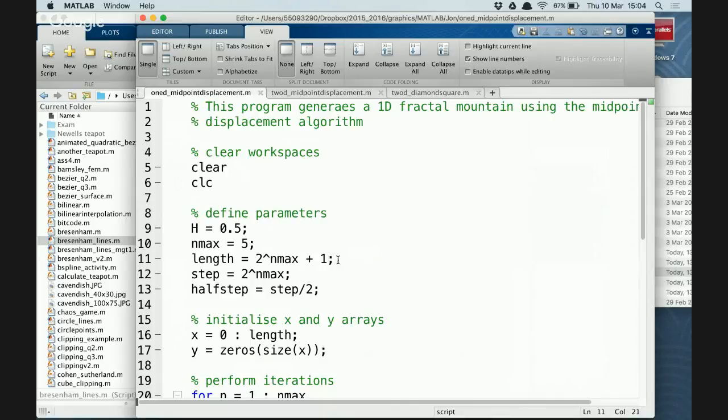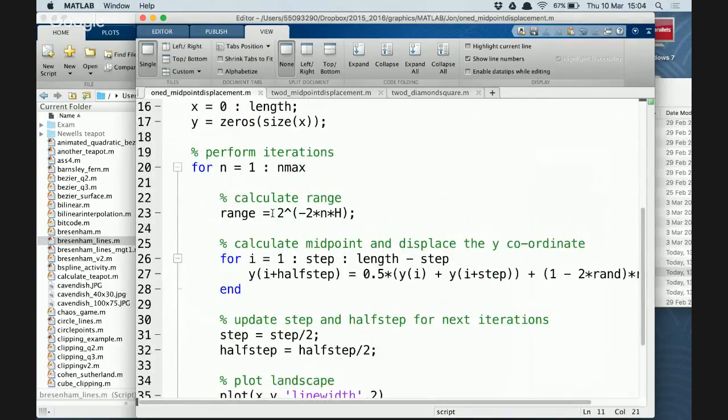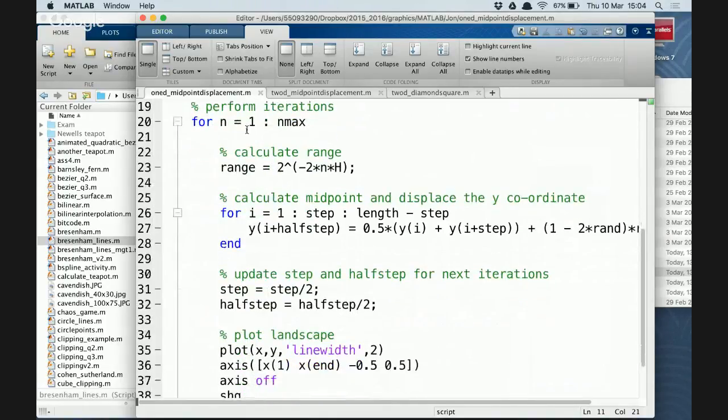Okay, so I'm going to start with initializing some arrays. Now x is just going to be 0 to length. If I was doing this example, it'll be 0 to 32. Y starts off being all zeros, because Y will give me my perturbation up or down. Okay, so if we go through the iterations, for n equals 1 to n max, we stop at n max, calculate the range, 2 to the power minus n, or 2 to the power minus 2 times n times h. So that gives me my range.